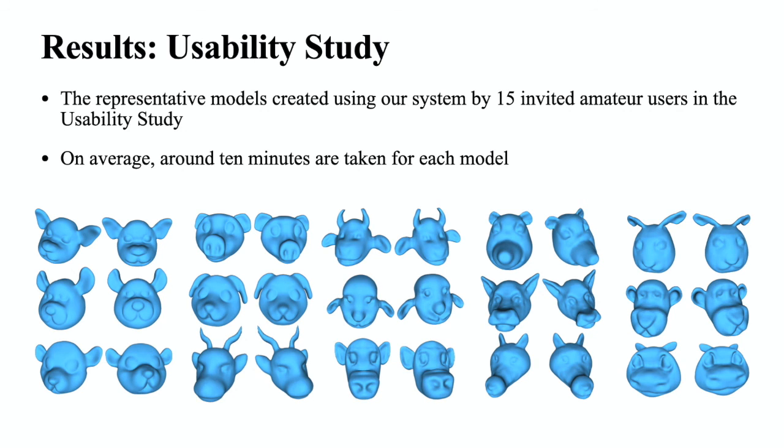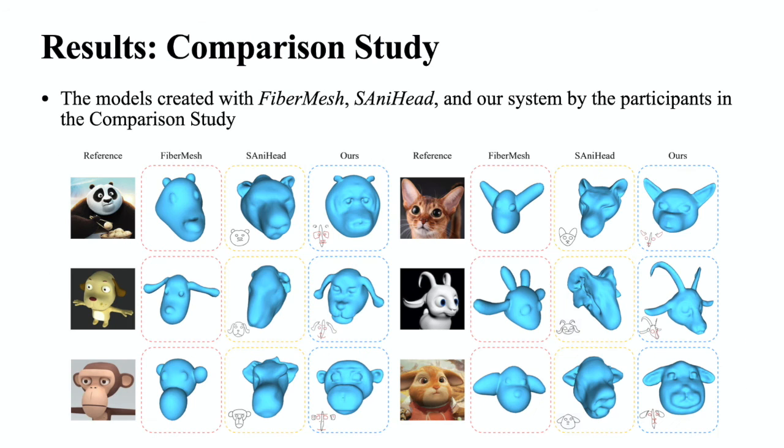Here are some representative models created using our system. It can be seen from this figure that our system supports users with limited knowledge in geometrical modeling to create animal-morphic heads with diversified shapes and rich geometric details. Here are some representative models selected from the comparison study. Obviously, given a limited time, the participants can create more appealing shapes and vivid details with our system.